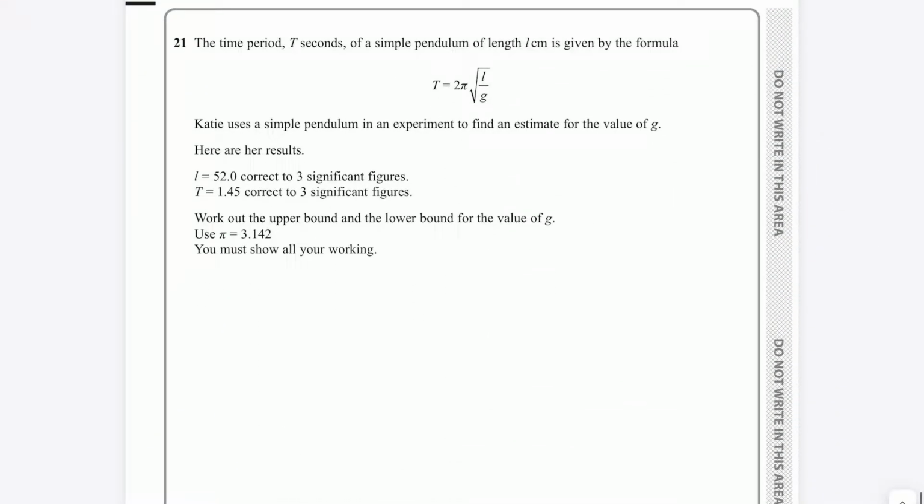Question 21. So we've been given the formula of a pendulum, and it's asking us to find the lower bound and the upper bound of g. So the first thing we should do is rearrange this equation to make g the subject. At the minute we have T is equal to 2π square root L over g. I can move the 2π over by dividing each side. And now I can square each side to get rid of the square root. So that's just going to be (T over 2π) all squared, equals L over g.